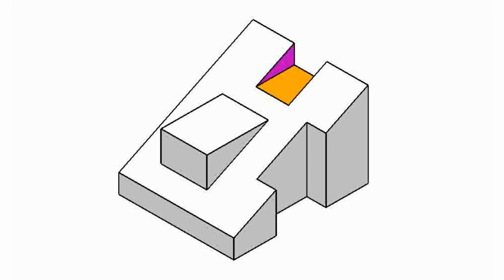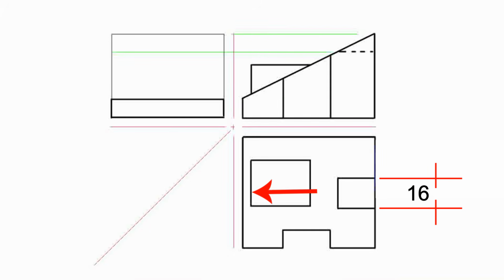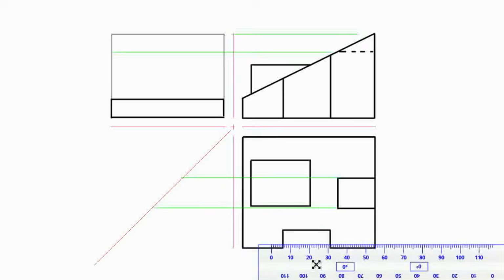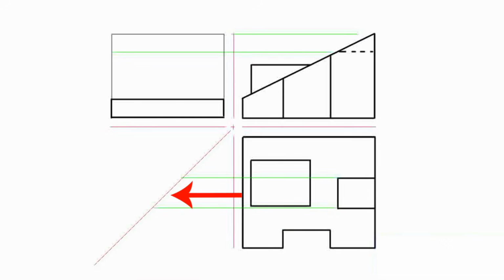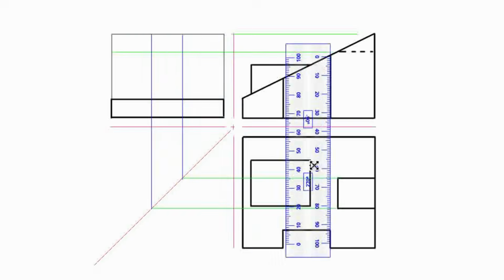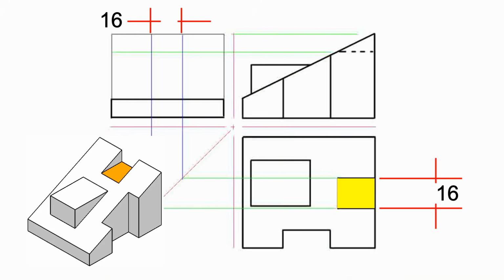Next, we need the depth information. The depth is shown in the top view as 16 units. To transfer this depth into the side view, we project 2 horizontal lines from the top view toward the 45-degree line. Once they reach the 45-degree line, they bend upward into the side view area. This gives us the width information, 16 units, for the hole in the side view.